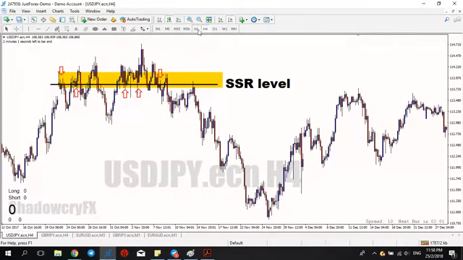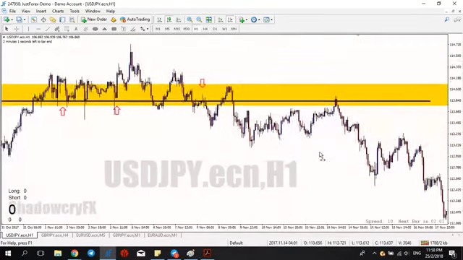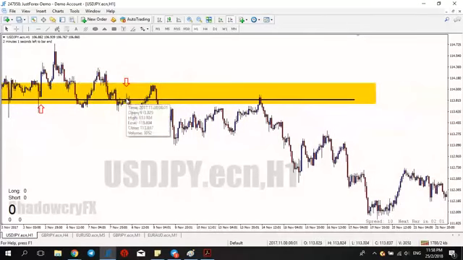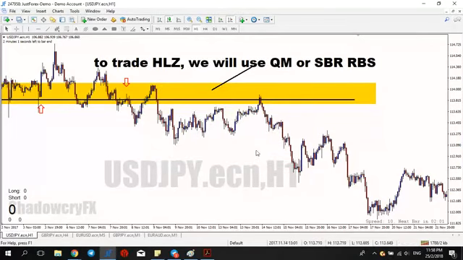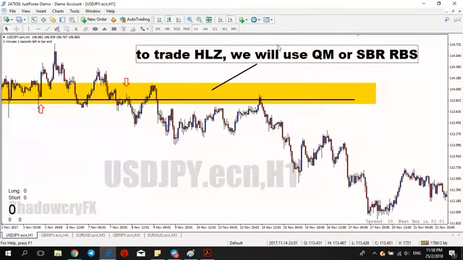Let's open H1, you will see it better. Okay, so this is QM. High, high, low, high, high, low, low. And you take the trade. Okay, how to trade this? To trade HZ, we will use QM or SBR RBS. Okay, and we use QM or SBR RBS in this zone.